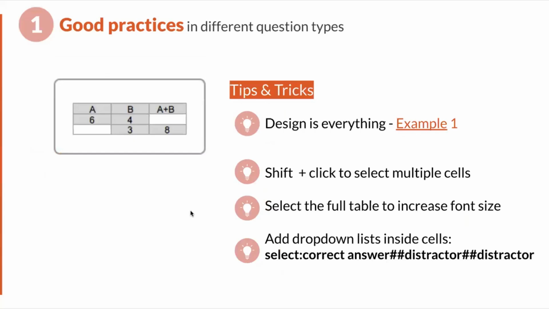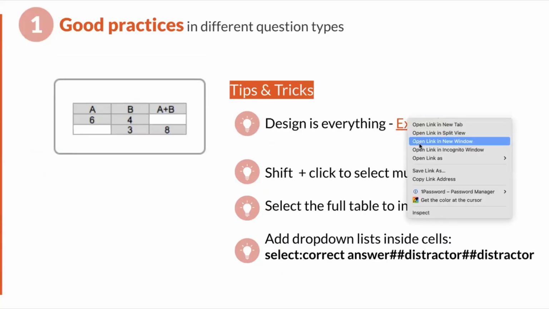All right. So when we think also too about tables, design is everything with a table. You're going to use Shift and click to select multiple cells, select the full table to increase the font size, and then you can add those drop-down lists inside the cells inside of a table. So let me show you this example.